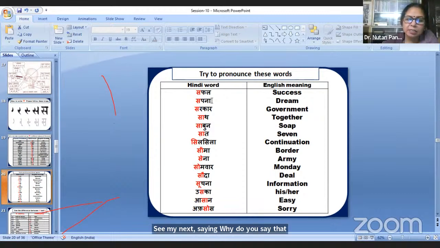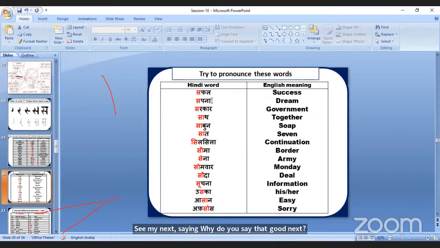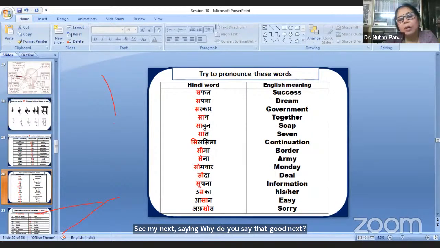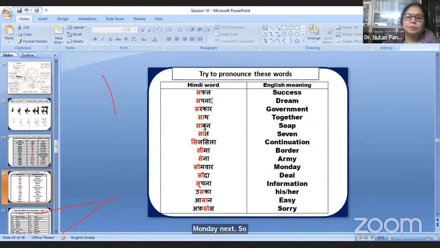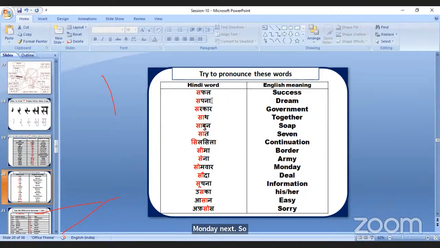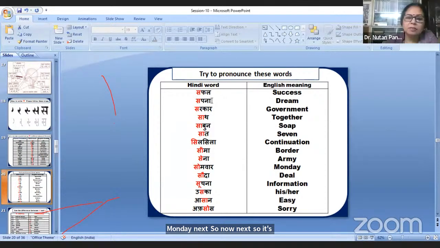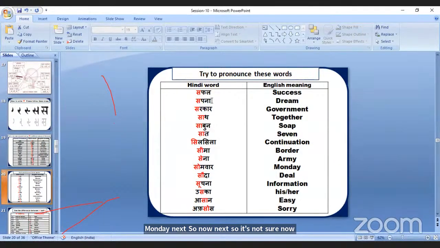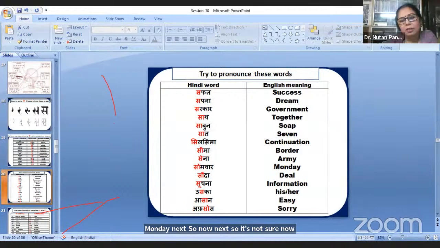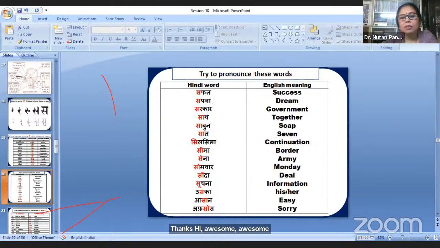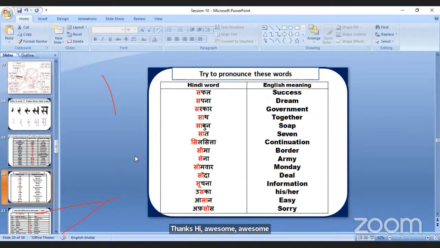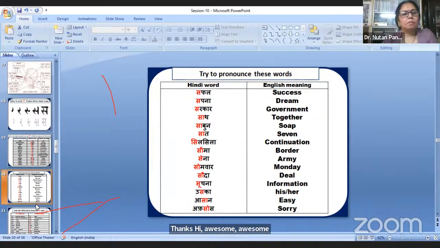Good. Next. सोमवार. Tomorrow it is the weekday, Monday. Next. सौदा. Soda. Good. Next. सूचना. It is long. उसका, Uska, is her. आसान, Asan. Very good. अफसोस. Good. सवाल.